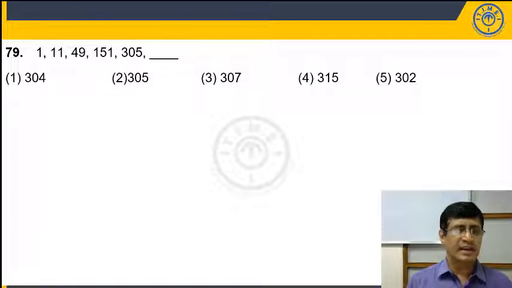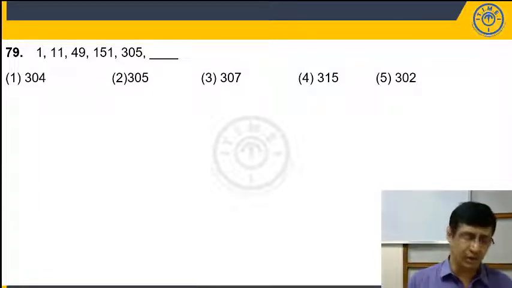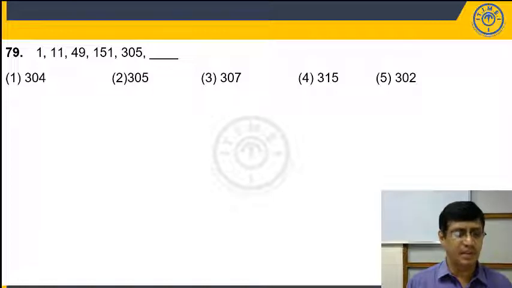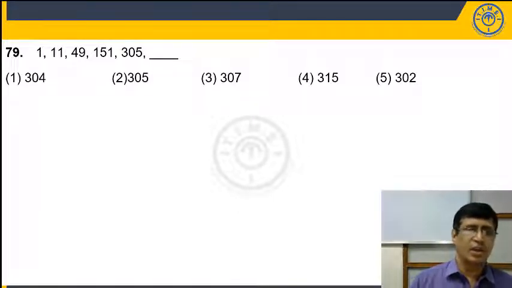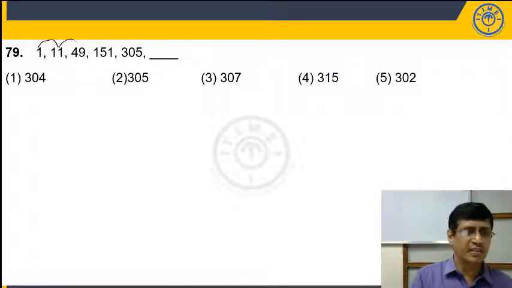The next example, question number 79 on your screen. 1, 11, 49, 151, 305 and blank. You need to find out the blank. So what is the gap here? 10 is a gap, 38 is a gap and so on. Now what is the series you will get? How to get this? The difference of these two, and the difference here.